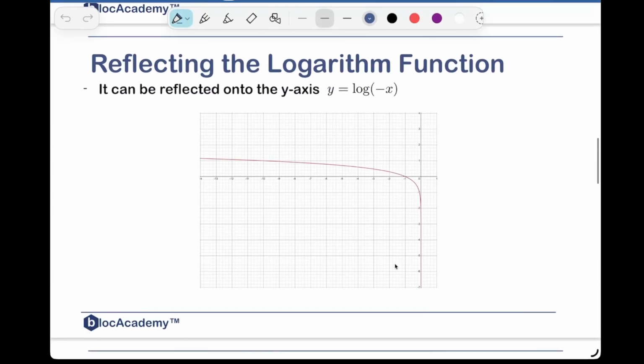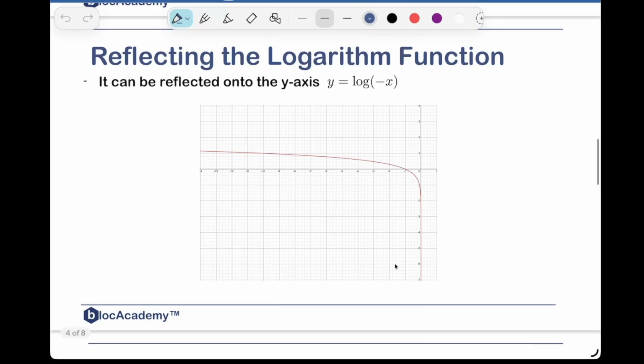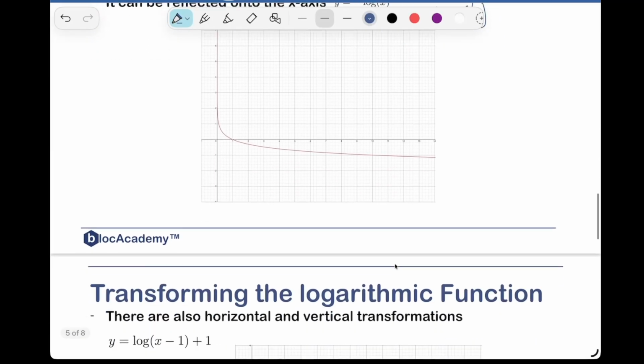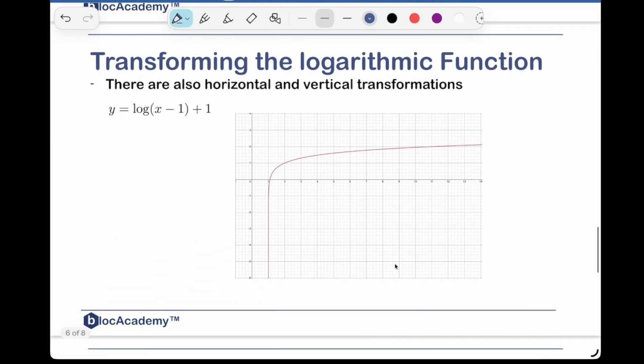We can also reflect it onto the y-axis by taking a negative operator of x. We can reflect on the x-axis by writing it as negative log, which can also be interpreted as y equals log of 1 over x. That is one interpretation we can work with. Now, we can also transform the logarithmic function.